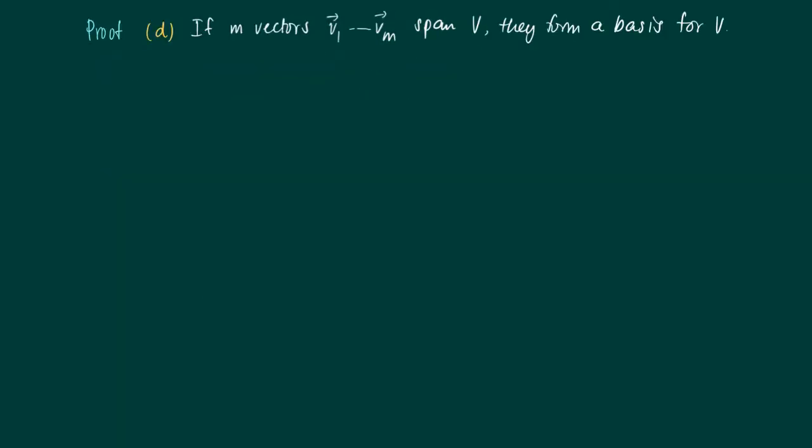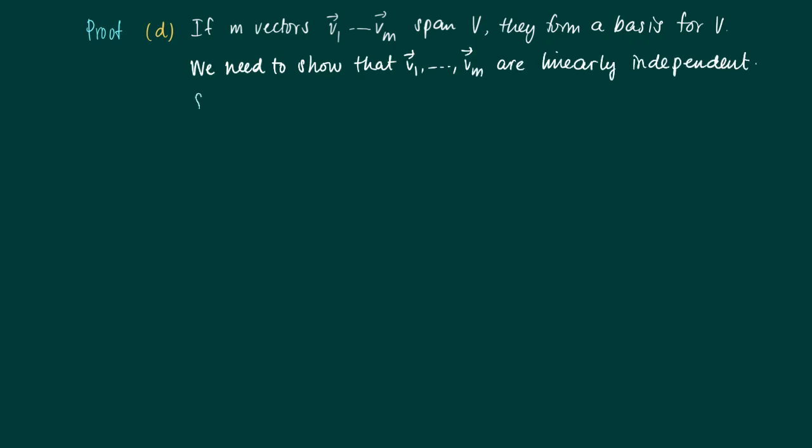If m vectors V1 to Vm span the linear subspace V with dimension m, then they form a basis for V. Well, how are we showing this? Well, we need to show that V1 to Vm are linearly independent, since then the set V1 to Vm would satisfy the conditions set out for a basis. On the contrary, suppose these vectors are not linearly independent. What happens? Well, if they're not linearly independent, then there is at least one redundant vector in this list. At least one. There can be more, but at least one.